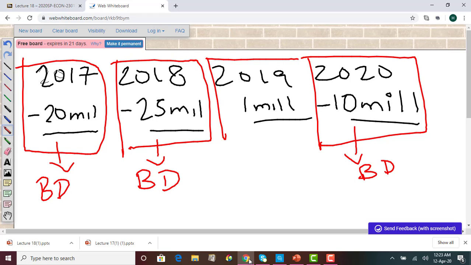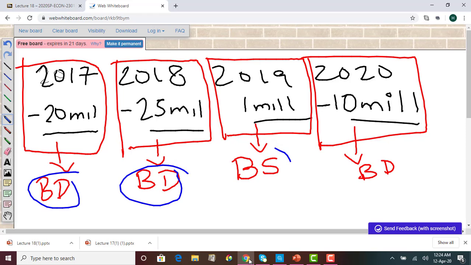But for 2019, we have a positive number, so that is a budget surplus, right? Because the balance is positive, the government has extra money of $1 million, and that is a budget surplus. So they spent less than the tax revenues they have received, and the balance that is left over is $1 million, so that's a budget surplus. So for each year, we will have a budget deficit or a budget surplus. In any particular year, we will have either a budget deficit or a budget surplus.